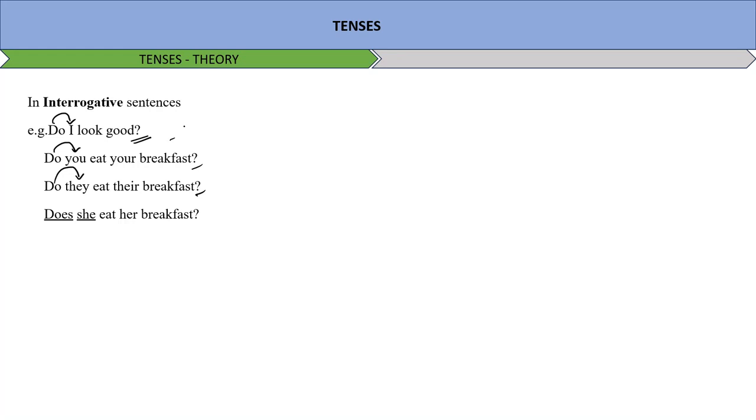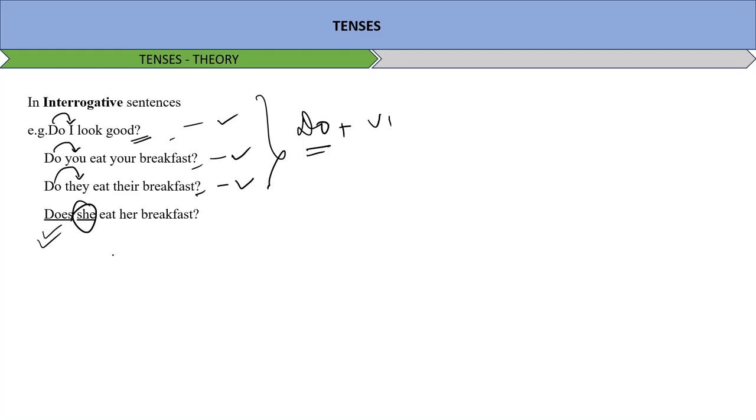First person singular, second person singular or plural, whatever it is, third person plural follows the same, do, which is V1. But third person singular follows what? Does she eat her breakfast? Question mark. This is important, okay?